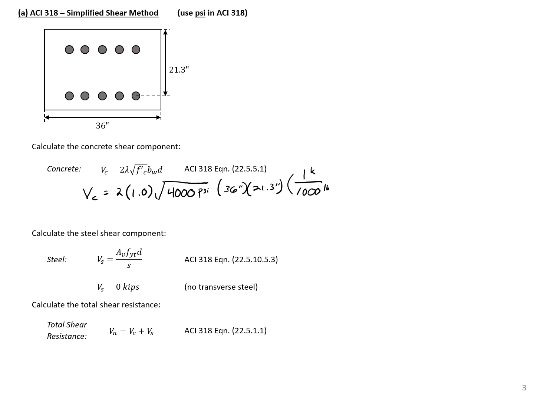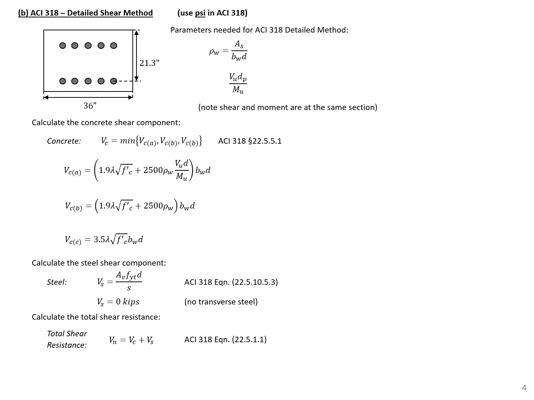per 1,000 pounds to convert our units to kips, and we'll get 97.0 kips. We can then see we don't have any transverse steel, so our Vs is going to be equal to 0. So our Av is equal to 0. So we have no transverse steel, so we have no Vs component. Then our total shear resistance, our Vn, is just equal to our 97.0 plus 0 equals 97.0 kips for our simplified shear method.